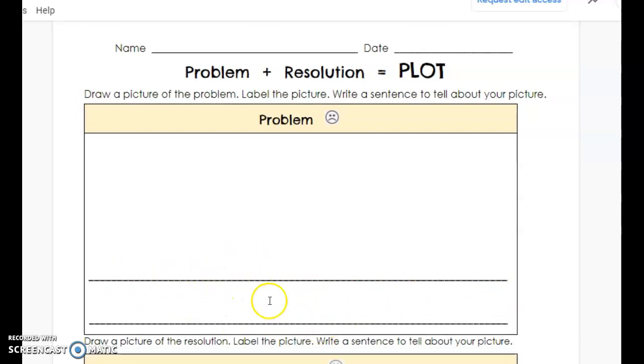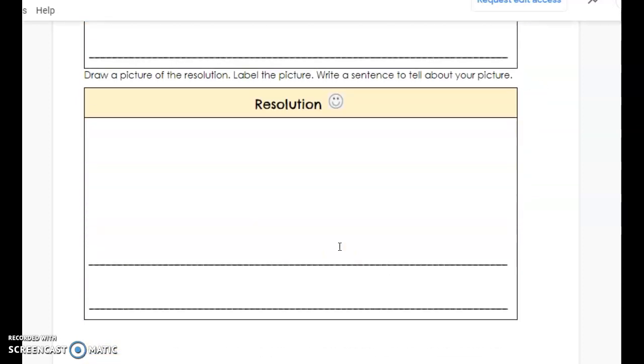Okay, so write a sentence. Remember that when you write a sentence, you start with a capital letter, then you leave spaces in between each word, and in the end, you have a period, or it can be an exclamation mark or a question mark depending on what type of sentence it is, but most sentences have a period. So you're going to do that for problem, and then for resolution you're going to be doing the same thing.